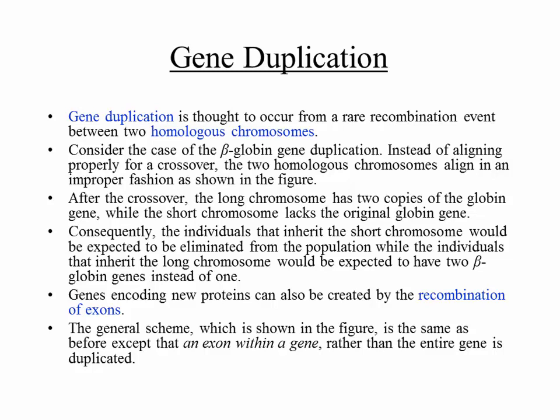While the individuals that inherit the long chromosome would be expected to have two beta globin genes instead of one. And we all have like 5 copies of that. So it has happened at some point in evolutionary time, this kind of gene duplication. Now genes encoding new proteins can also be created by the recombination of exons. The general scheme, shown in the subsequent figure, is the same as before, except that an exon within a gene, rather than the entire gene, is duplicated. This also greatly increases the chances of genetic variation that preserves function in eukaryotic cells.